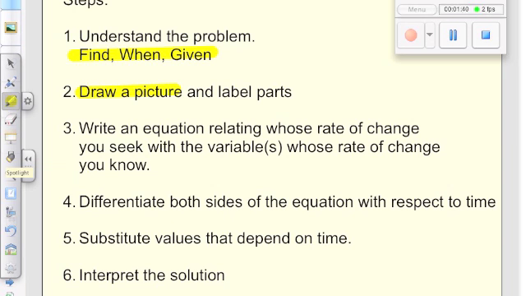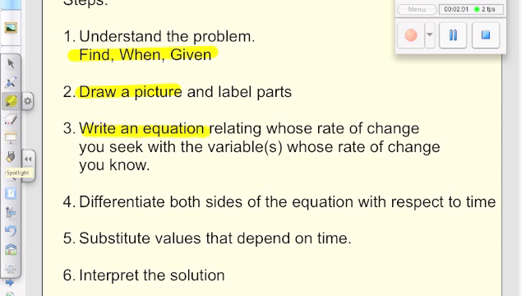Step 3 is to write your equation. Typically it's some kind of trigonometry equation, or it might even be a geometry equation. You can find these equations inside your textbook. For today, I will be providing them for you. So write your equation.